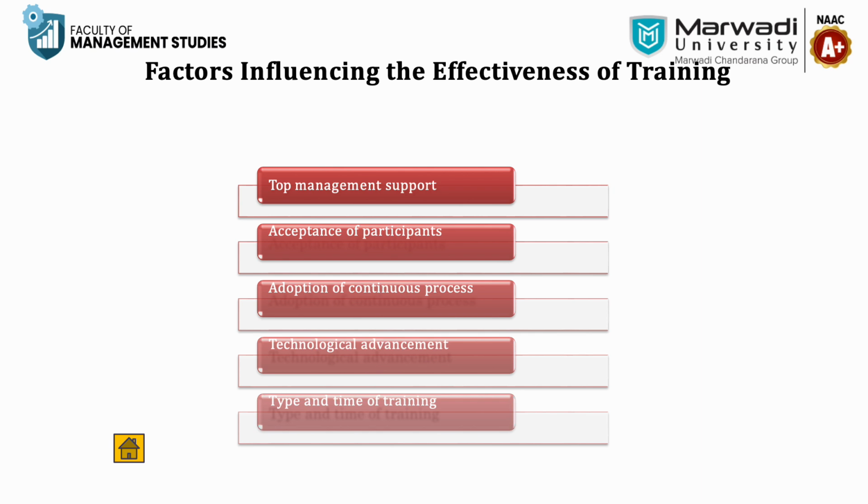Now the basics of training is over. We discussed importance of training, we discussed definition of training, we discussed process of training, training need assessment, we discussed which factors influence the effectiveness of training. Now next that we are going to start is called the methods of training. That's the next topic which we are going to begin.